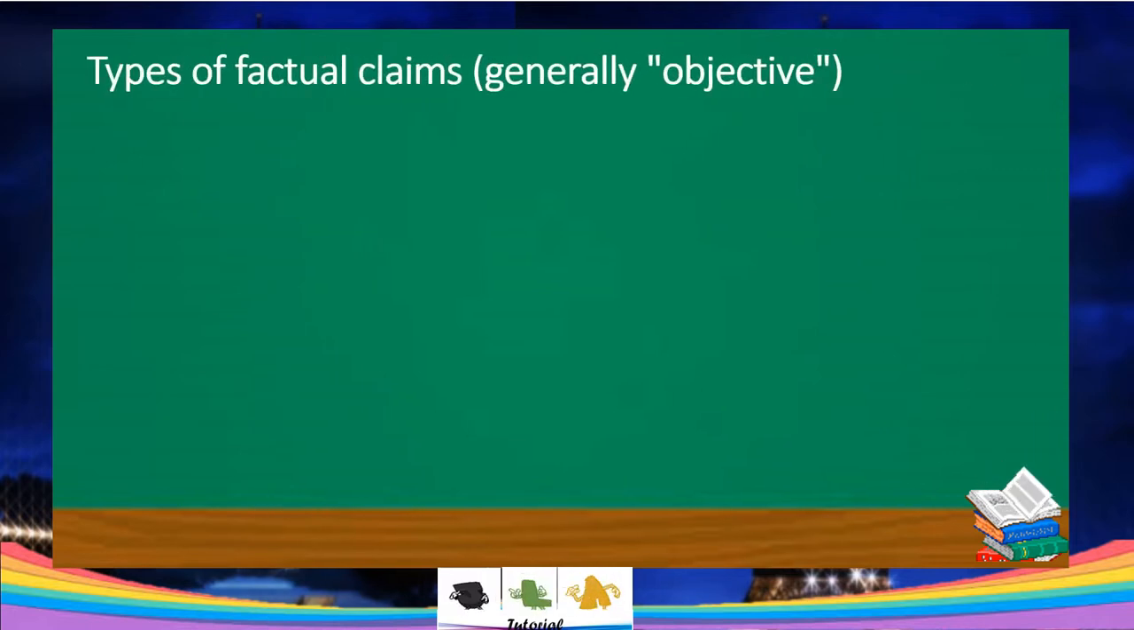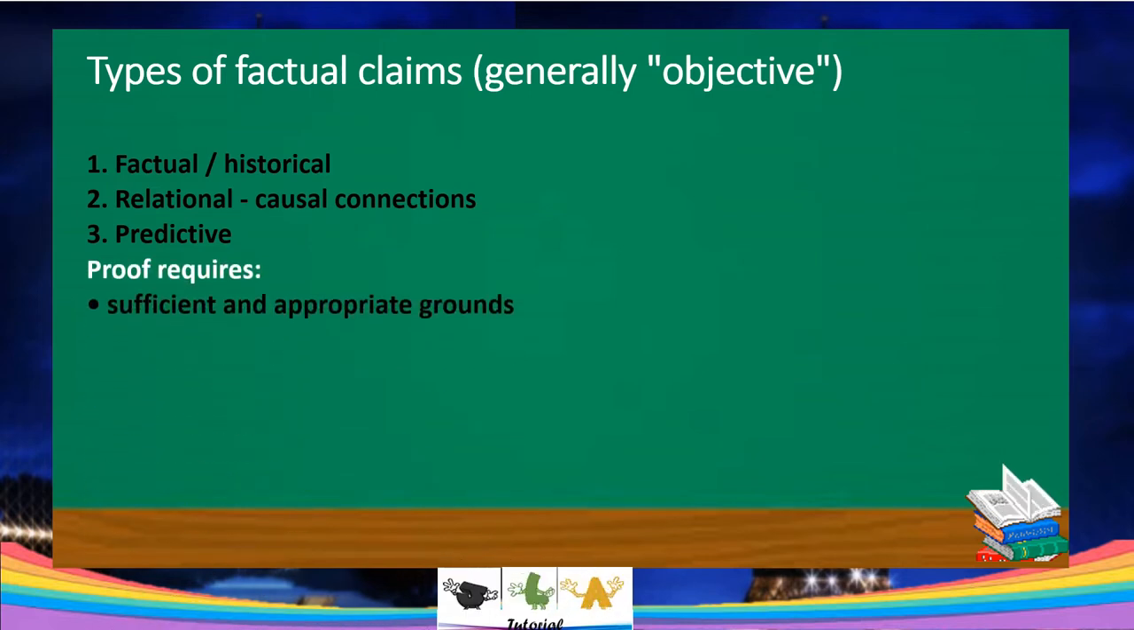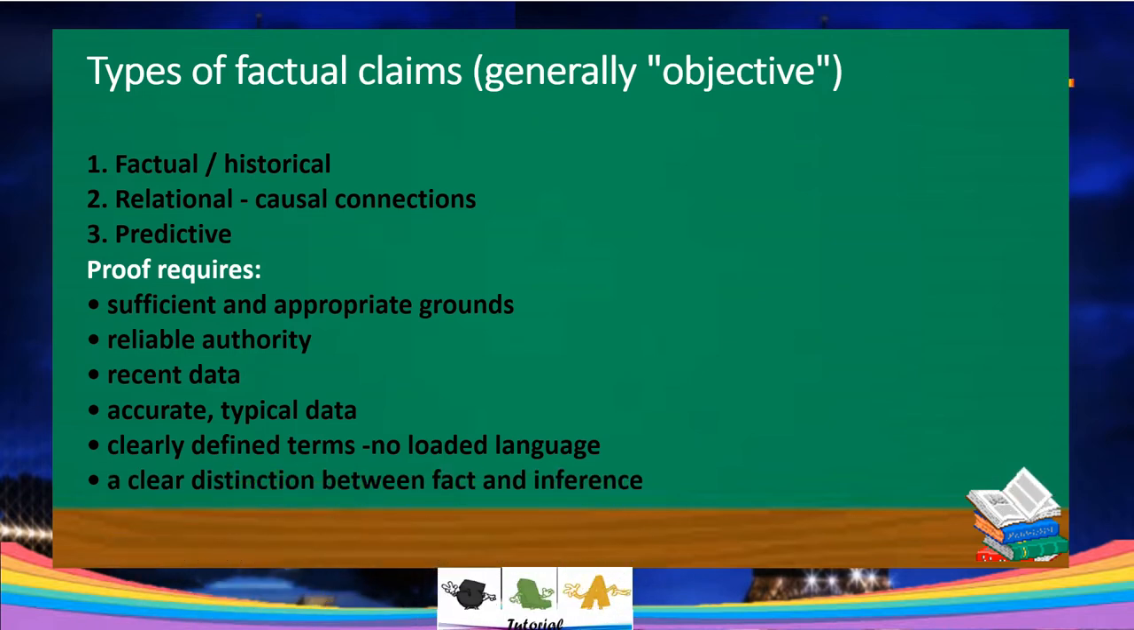There are types of factual claims, and always remember, class, that it is usually objective and not subjective. Number one, factual or historical, based on fact and history. Two, it is relational, meaning a causal connection. Three, it is predictive. What are the proofs? First, sufficient and appropriate grounds. Then, reliable authority, recent data, accurate or typical data, clearly defined terms, which means no loaded language, and a clear distinction between fact and inference.